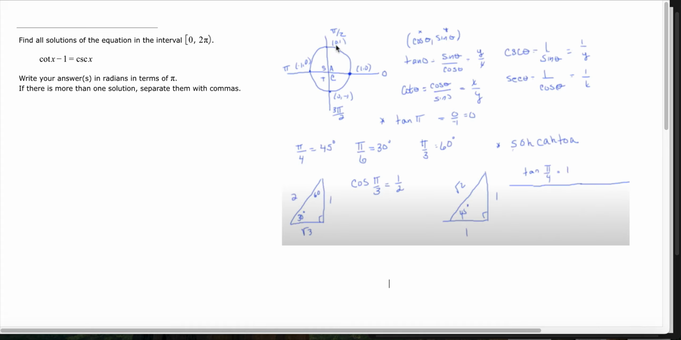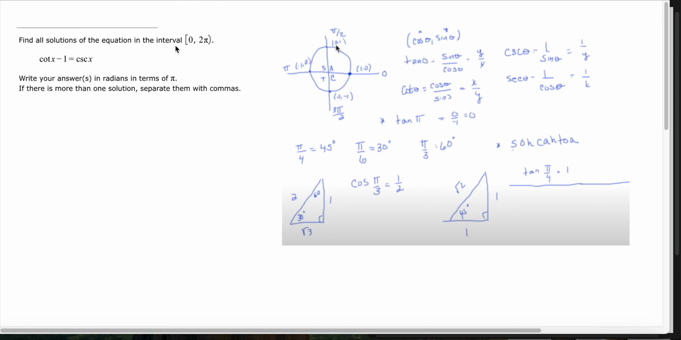Okay, so let's solve some more trig equations, and this time we're going to be using the identities that we've previously talked about. So let's look at the directions. Find all solutions of the equation on the interval from 0 to 2 pi.